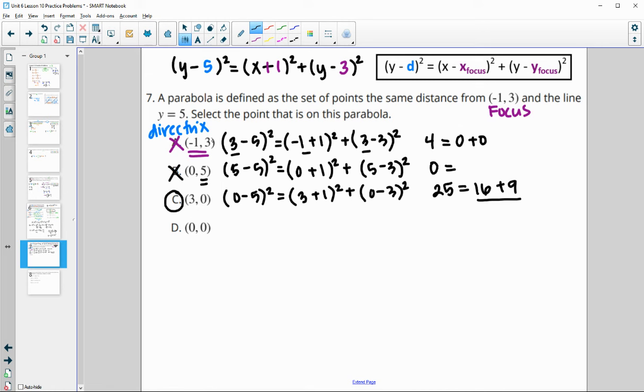And then the final one, so our y is 0 minus 5 squared. X is 0 plus 1 squared. Y is 0 minus 3 squared. So we get negative 5 squared is 25. 1 squared is 1. 3 squared is 9. 1 plus 9 is not 25.